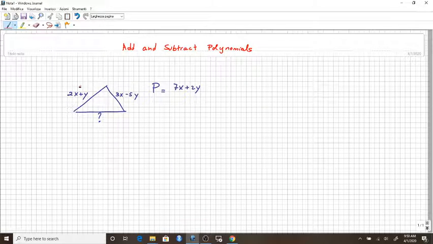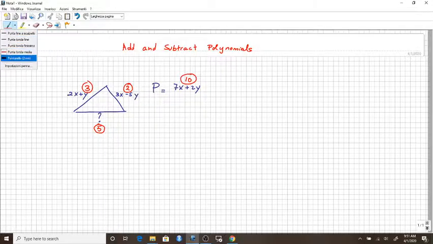So let's assume this side has a length equal to 3. That's just an example. This side has a length equal to 2, and the perimeter is, for example, 10. What would you do? Well, you would add up these two sides, 3 plus 2 is equal to 5, and then you subtract this from 10. And you will conclude that the missing side is equal to 5. So can we use the same strategy for polynomial expressions?